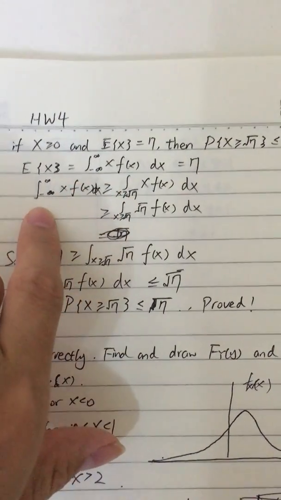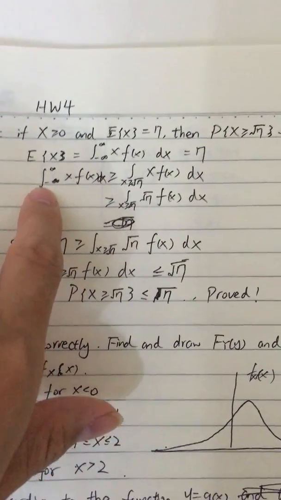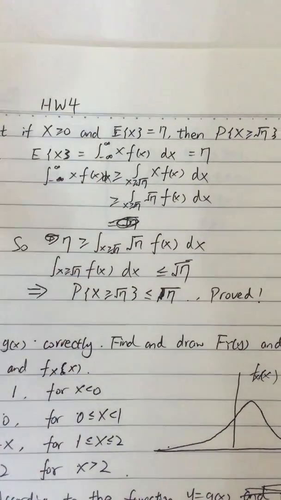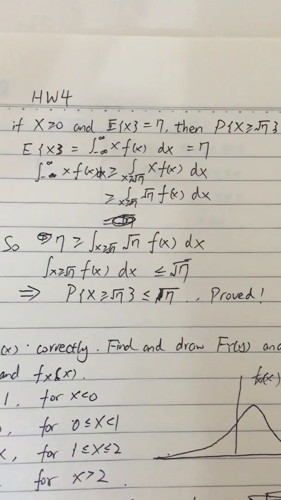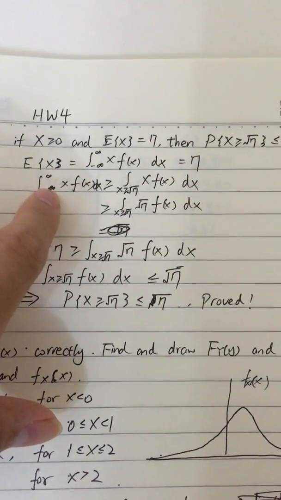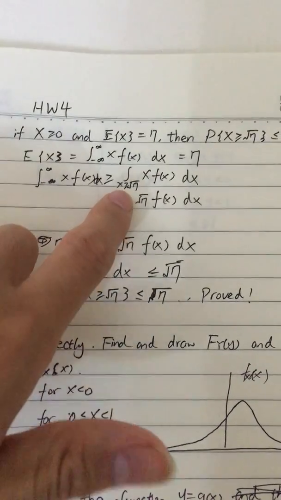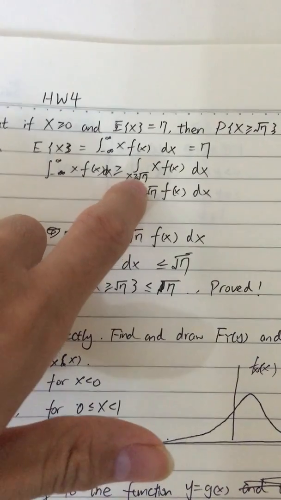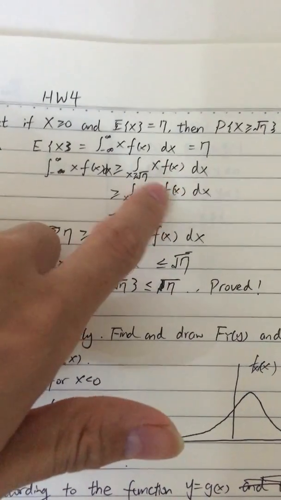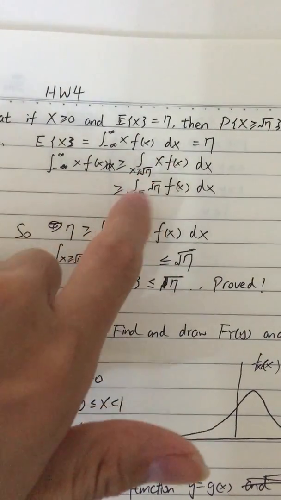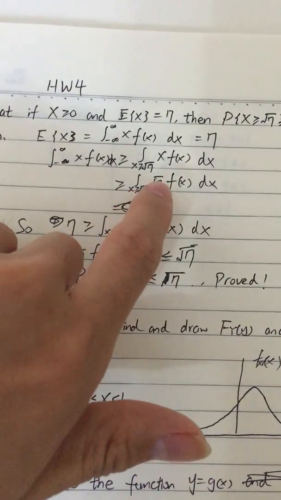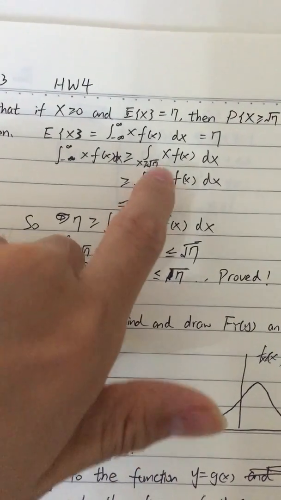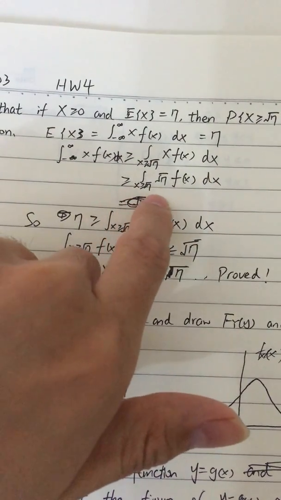And similarly, we can say that because this is from minus infinity to infinity, it will be larger than or equal to the integral over the area where x is bigger than or equal to root of eta. And then, because x is bigger than root of eta in this area, this part is also larger than or equal to this part.